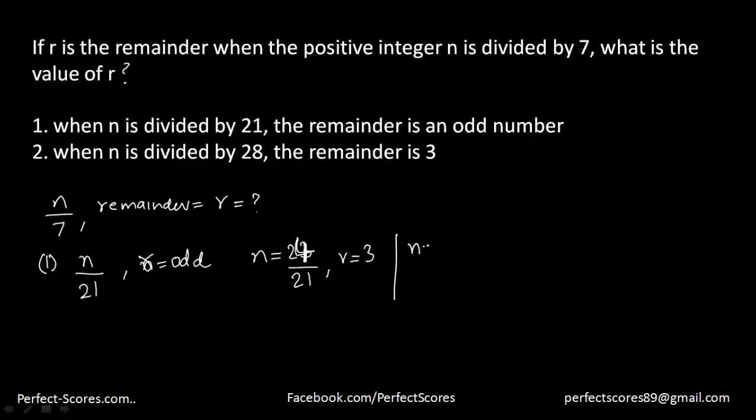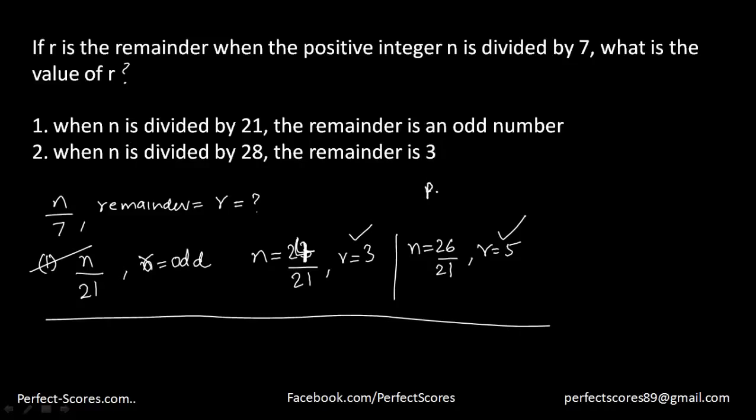And if I say the value of n is equal to 26 and you divide 26 by 21, the remainder is equal to 5. So I'm getting two different values of remainders. That means statement 1 is eliminated, right? So if statement 1 is eliminated, I'm down to answer option B, C, or E. Now, statement 2 says that when n is divided by 28, the remainder is 3. Pretty easy one, right? So if n is divided by 28, the remainder is coming out to be 3.